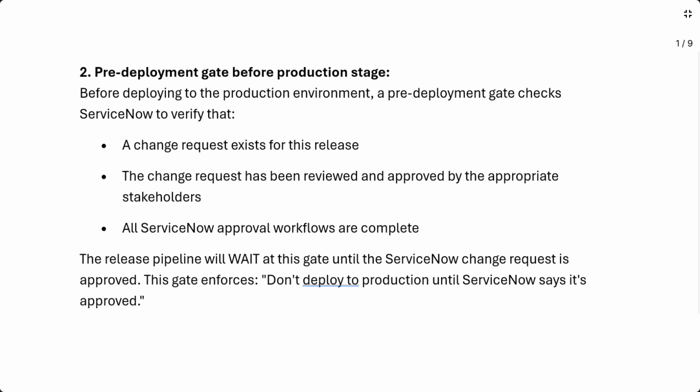All ServiceNow approval workflows are complete. The change request has been reviewed and approved by the appropriate stakeholders. The release pipeline will wait at this gate until the ServiceNow change request is approved. This gate enforces: don't deploy to production until ServiceNow says it's approved.